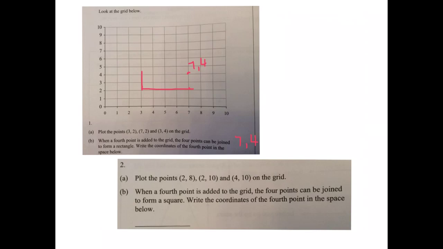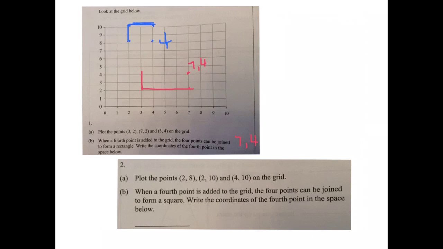Question 2. Plot the points 2, 8, 2 and then up to 8, 2, 10, 2 and up to 10, 4, 10, 4 and up to 10. And it tells us when a 4th point is added to the grid, they can form a square. Again, there's only one viable option, so I'll connect my original 3. And there's only one option to make a 4th to complete the square, and it's going to be 4.